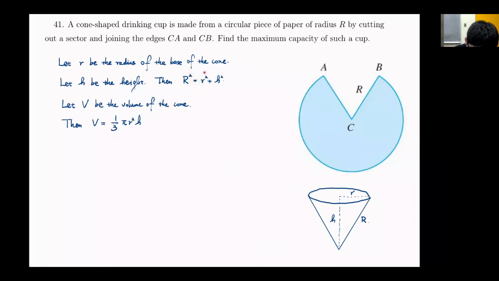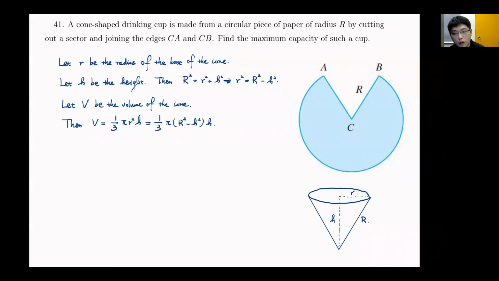So that way we can get rid of the r squared from this relation. Because this will tell me that lower r squared is equal to capital R squared minus lower h squared. So we will simply replace my r squared over here by this guy. That way we express the volume as a single variable function, namely pi times capital R squared minus lower h squared, times h. So it will be a single variable function depending on the height.